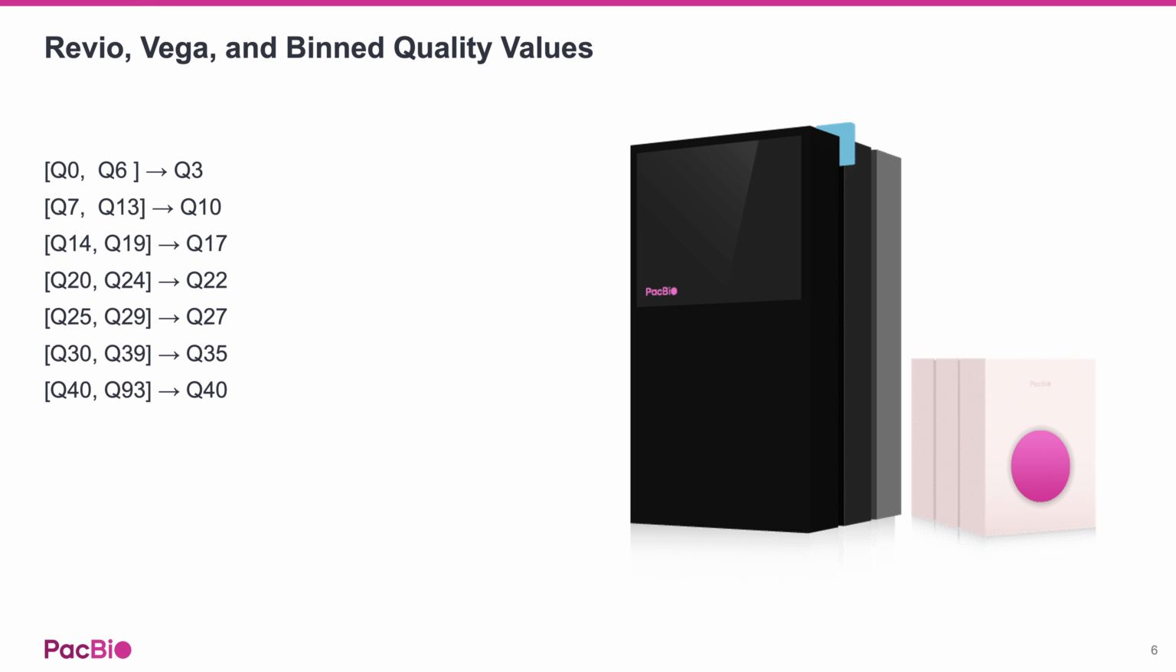It's important to remember that the read quality values stored in the RQ field are computed from the full resolution base quality values, which are not output. So if you try to redo the calculation of read quality from the binned base qualities, you won't get the same answer.